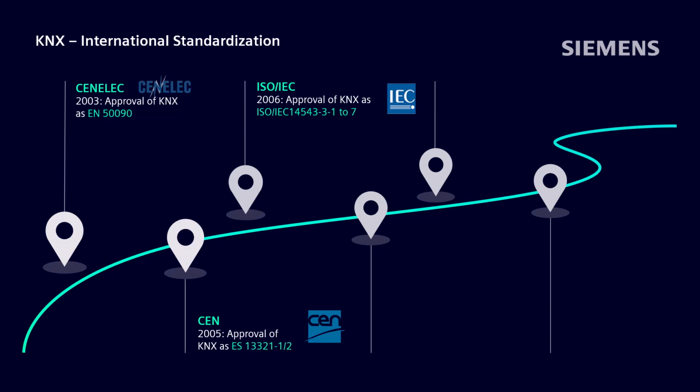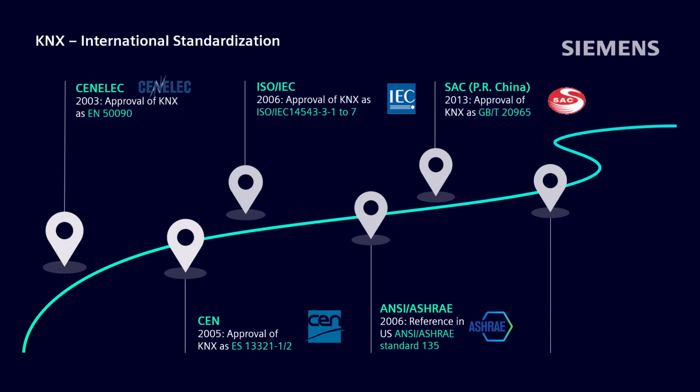14543-3 by the International Organization for Standardization, ISO, and the International Electrotechnical Commission, IEC, since 2006. Other milestones include inclusion in the ANSI standard in 2006, the recommendation for building automation as a standard in China in 2013, and the recognition of KNX IP Secure as an international security standard in 2019.